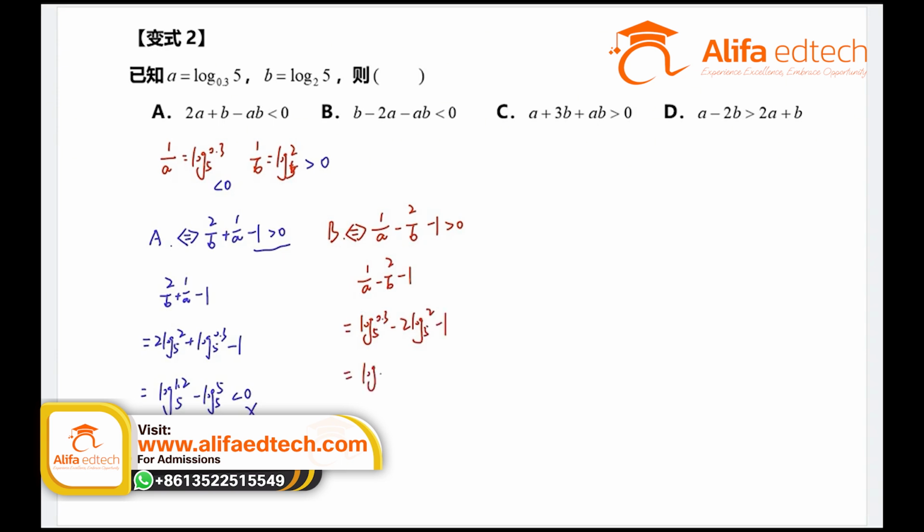So that gives us log base 5 of 0.3 divided by 2 squared, which is 0.3 over 4. Then 0.3 over 4 minus 1 in log base 5 is definitely less than 0. Since you need greater than 0, it's definitely wrong.